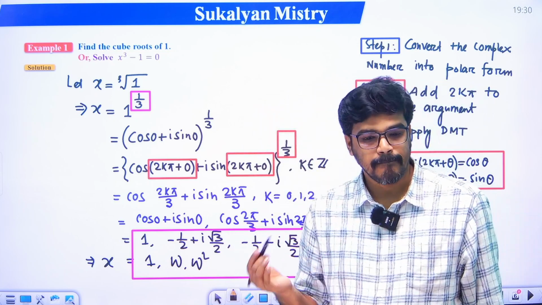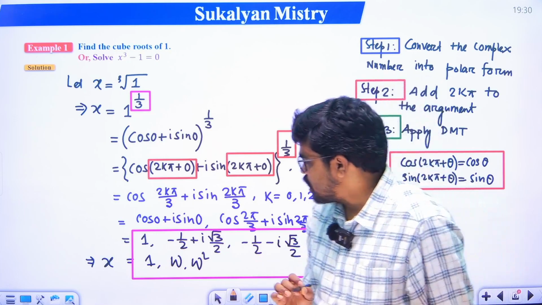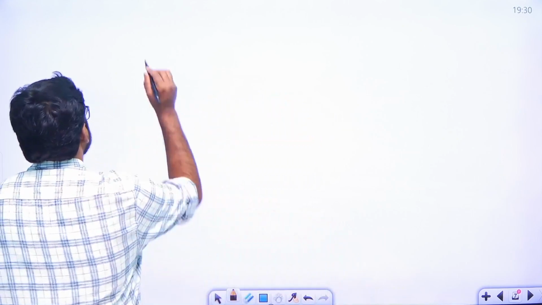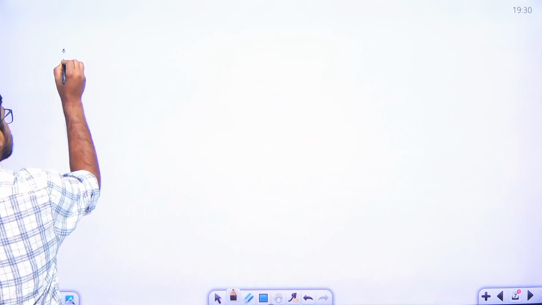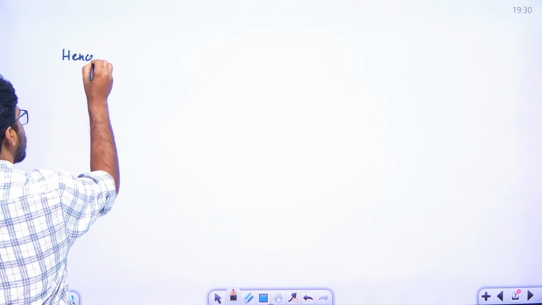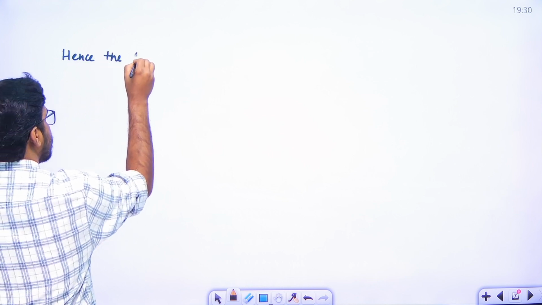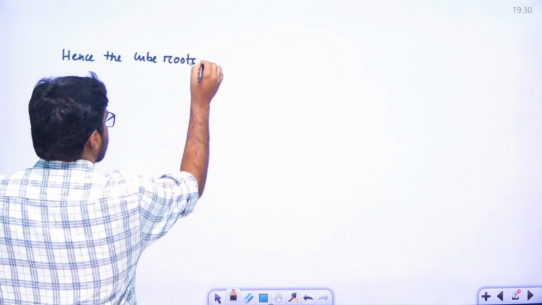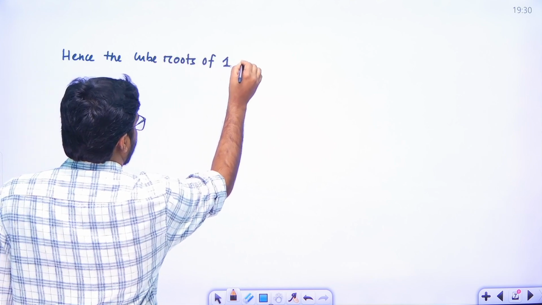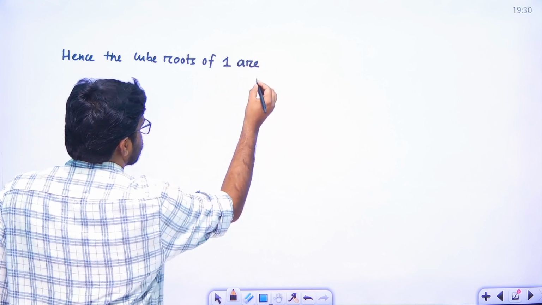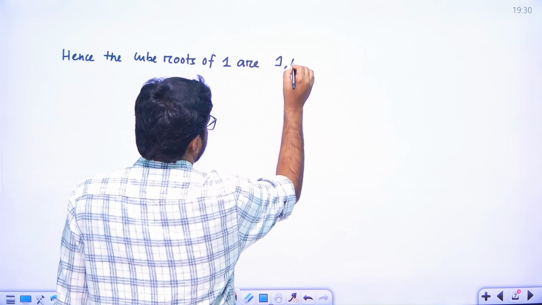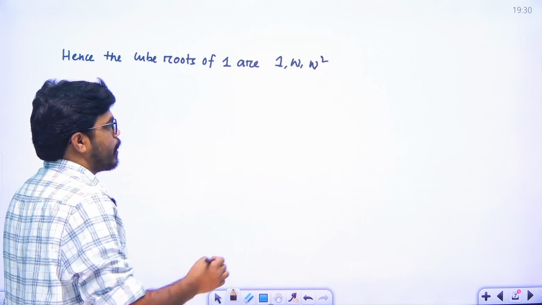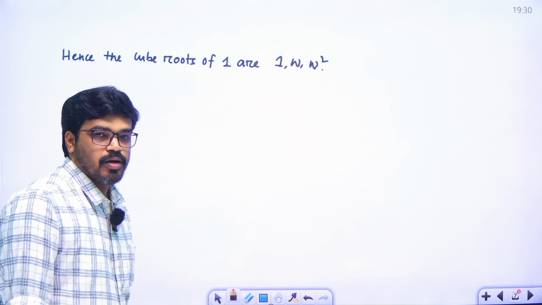Right? Okay. So hence the cube roots of 1 are 1, omega and omega square. Okay, clear?